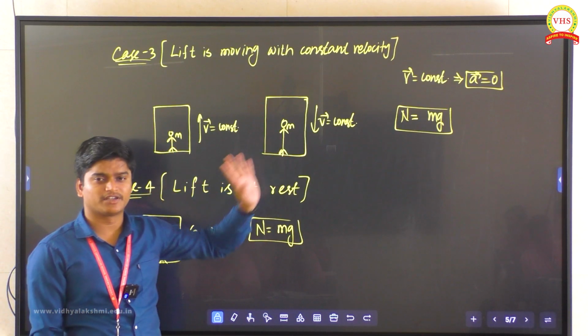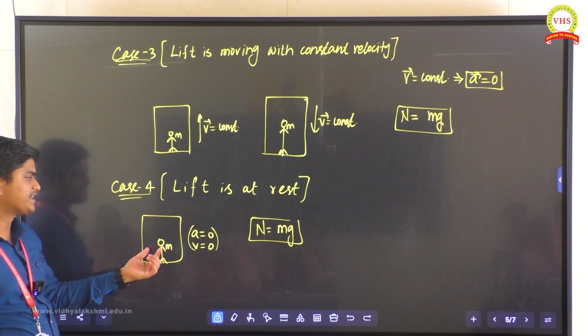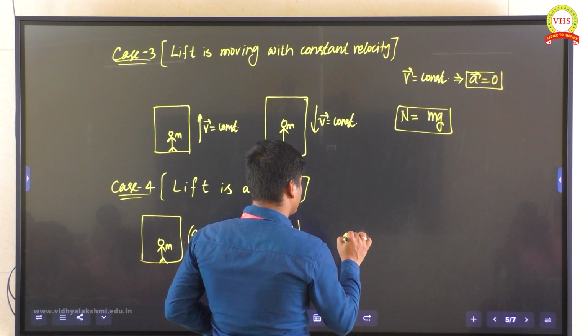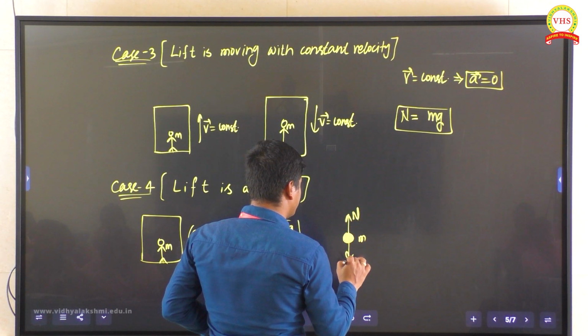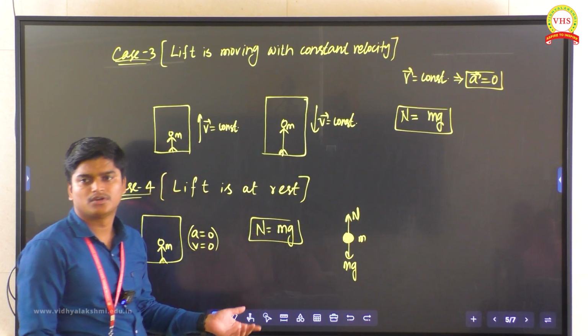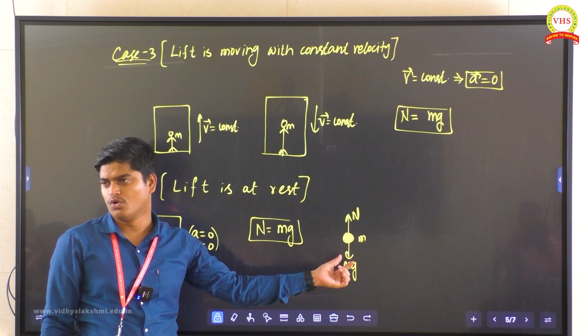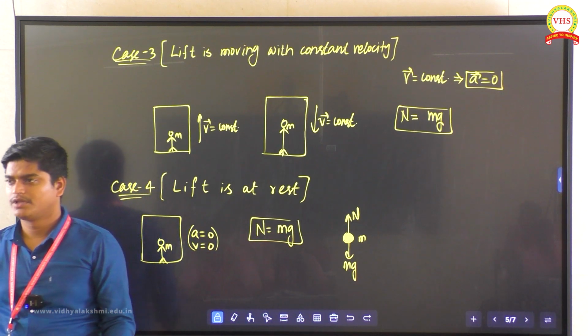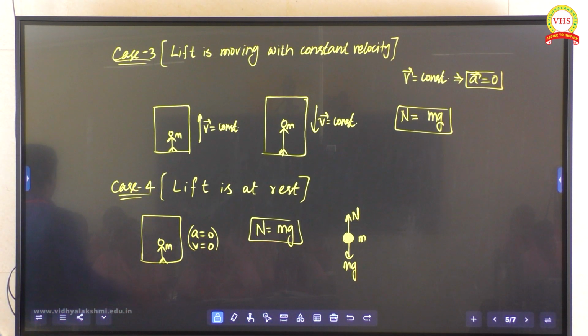When the lift is moving with constant velocity, this one. Here what is happening? When the object is not moving, if I do the free body diagram, this is your m, this is your N, this is your mg. There is no motion, no movement, acceleration 0. So N equals mg, upward force equals downward force. Clear? No acceleration, so upward force equals downward force. So when the lift is at rest, normal reaction equals mg.